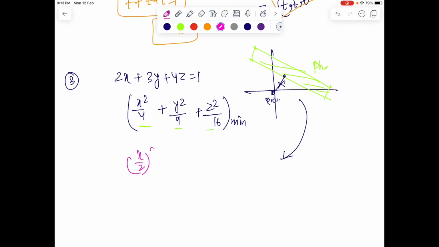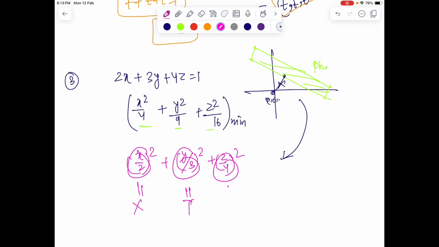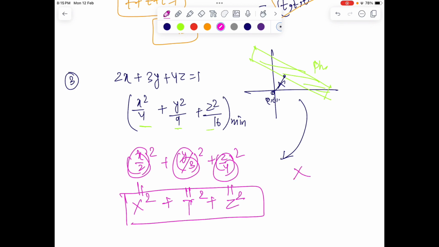So of course, can you give a geometrical solution? Take a pause and think over this. Okay, so yes, there can be a geometrical solution, because the first expression can be written as x by 2 whole square, the second is y by 3 whole square, and the third is z by 4 whole square. And now I can treat x by 2 as capital X, y by 3 as capital Y, and z by 4 as capital Z. So the question is fundamentally the same as the question before.